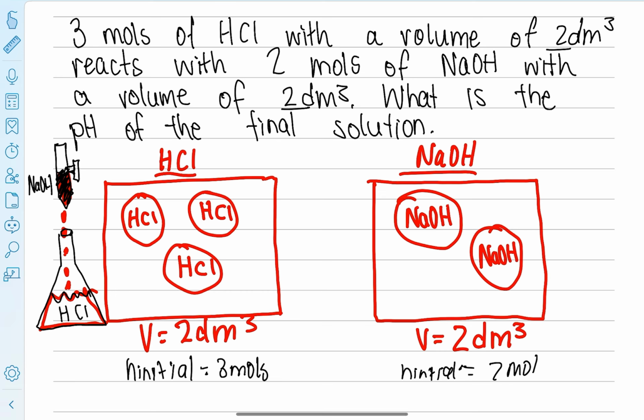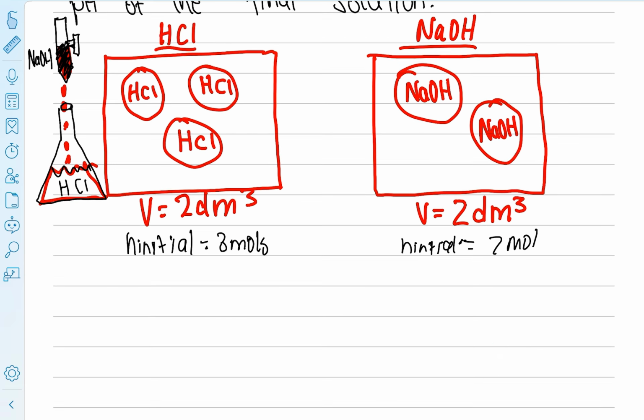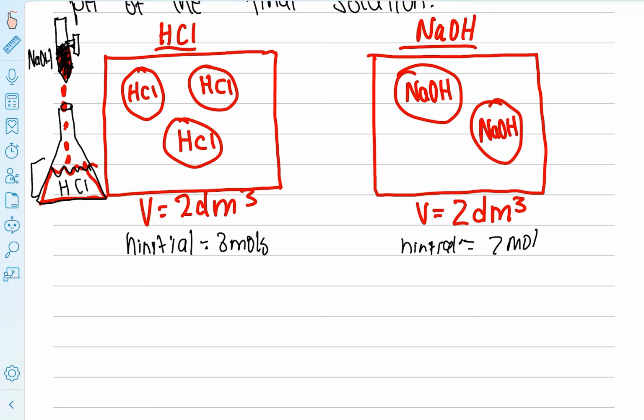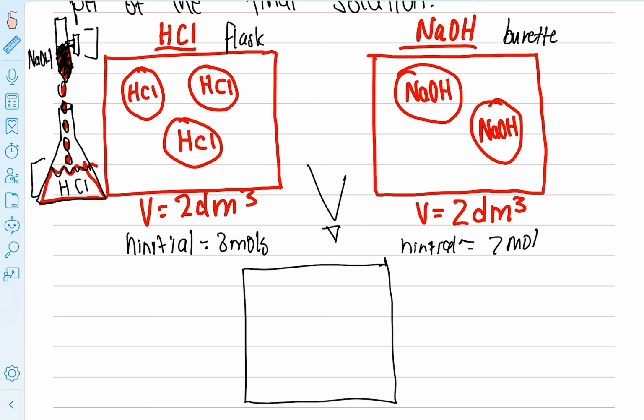And I've drawn that in a picture. I've separated the 2 containers for a reason. Because I want to say that this is my flask where I've got my hydrochloric acid, and this is my burette where I've got my sodium hydroxide. Now what happens is you open the tap and you start bringing in little bits of sodium hydroxide into the hydrochloric acid. Now I want you to imagine these are both in the flask now. So let's say all of the sodium hydroxide goes into the flask. Now this is your flask.